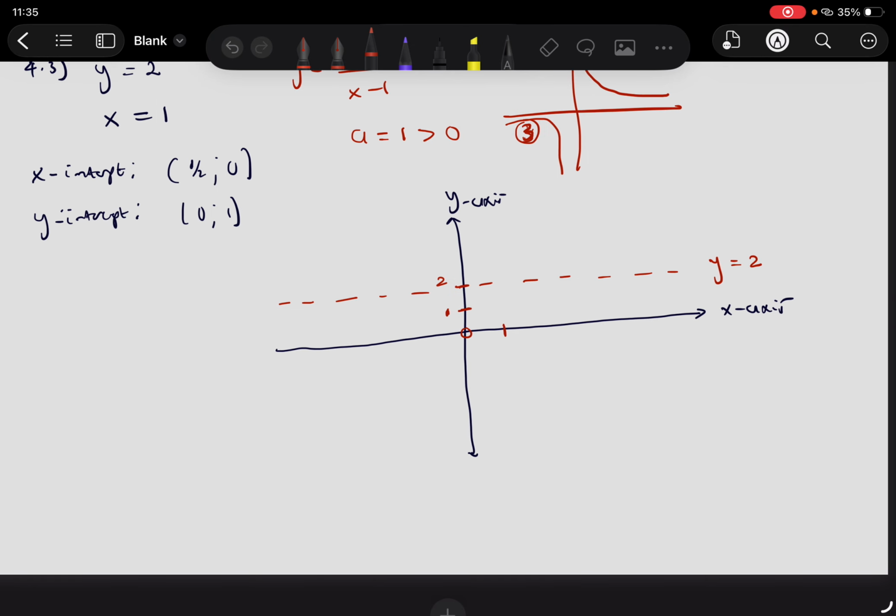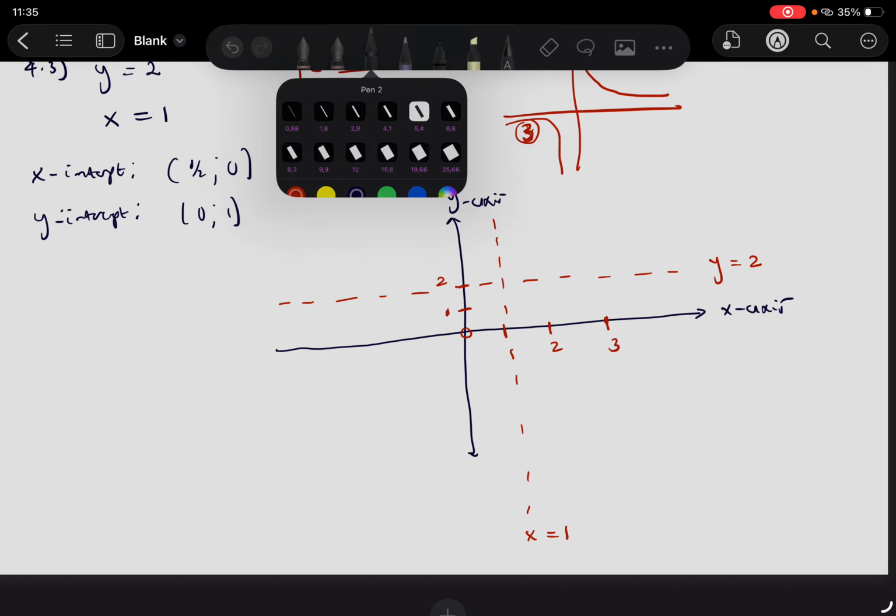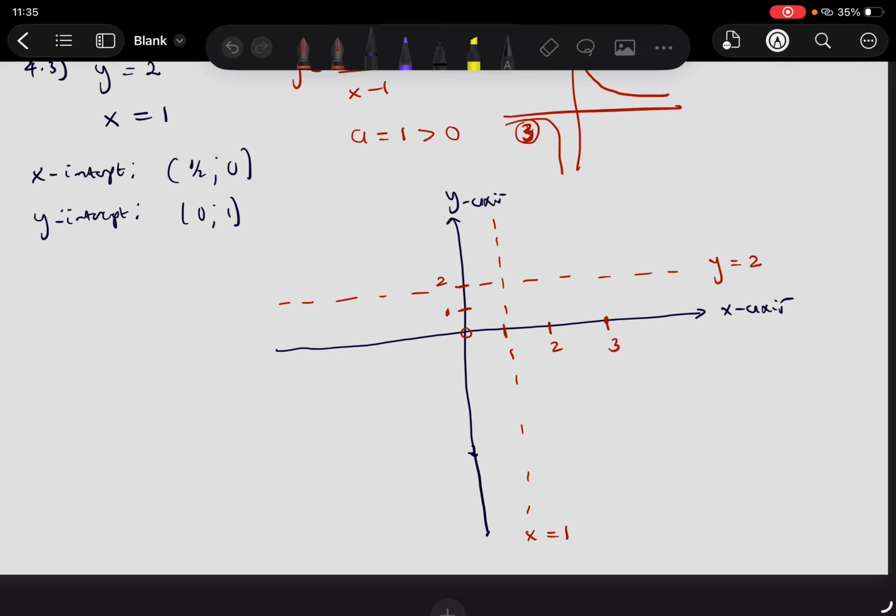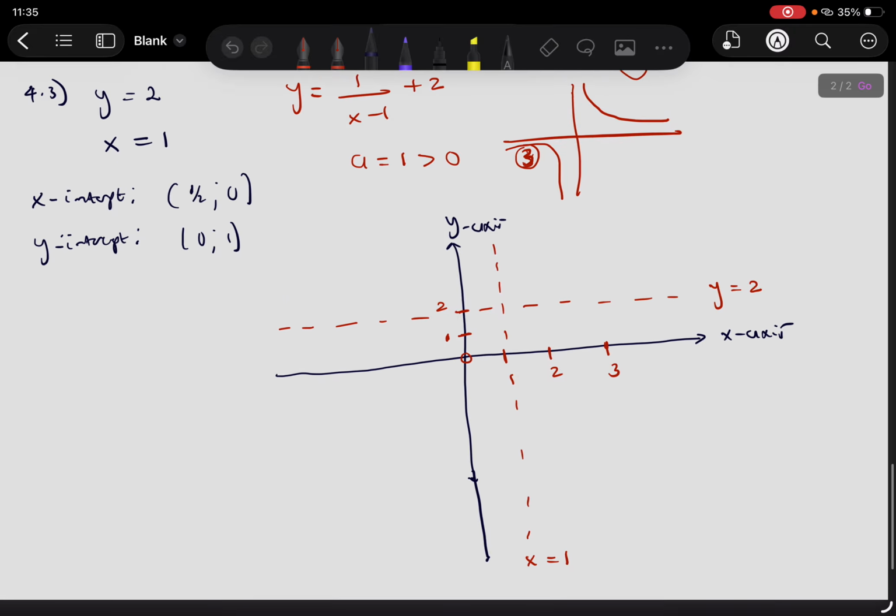Then we've got 1, 2, 3 there. Our second asymptote is x is equal to 1. That will be the vertical asymptote right there. x is equal to 1. Perfect. So we have drawn our vertical and horizontal asymptotes. Now it's time to also plot the intercepts. Our first intercept, half and 0. So half and 0, it is here.